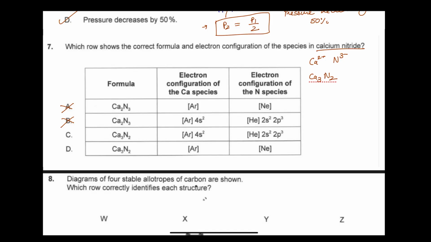Now, both calcium and nitrogen will be in their noble gas states, right? So calcium will lose two electrons. Calcium generally has electronic configuration of [Ar]4s2, but if you remove two electrons, it becomes [Ar]. Similarly, nitrogen has 2s2 2p3, but for N3-, there will be three more electrons. So the electronic configuration will be neon, [Ne]. Answer would be option D.